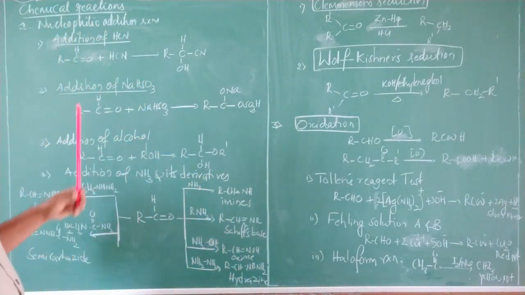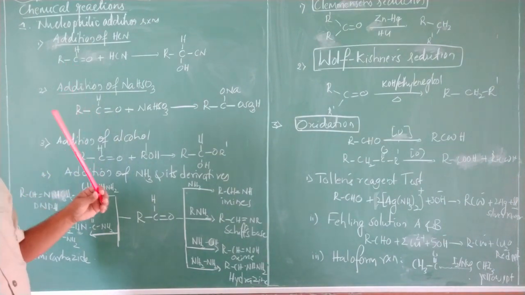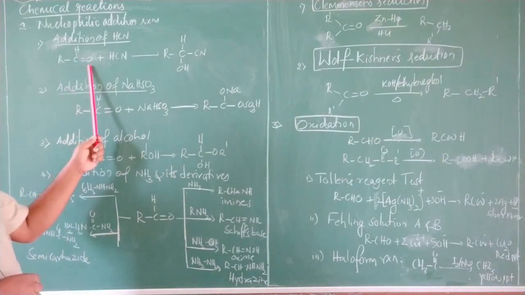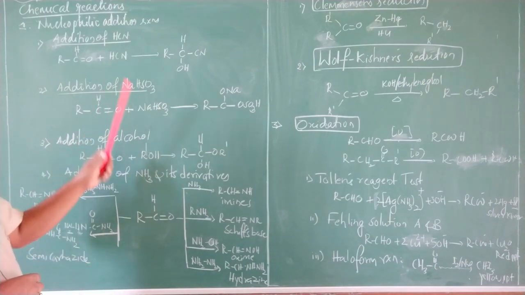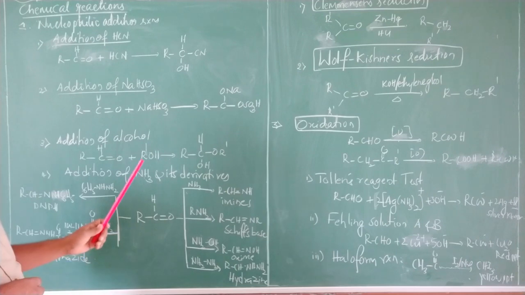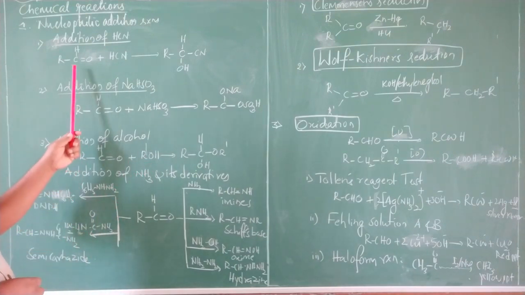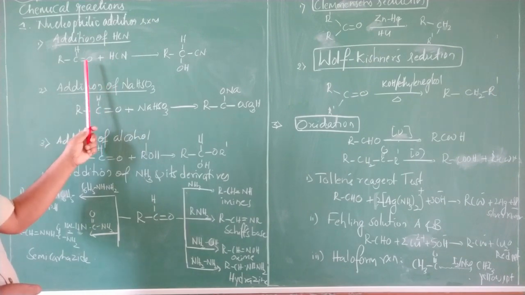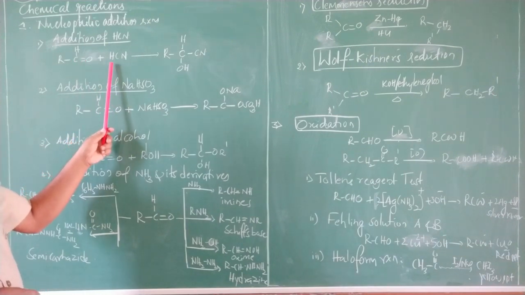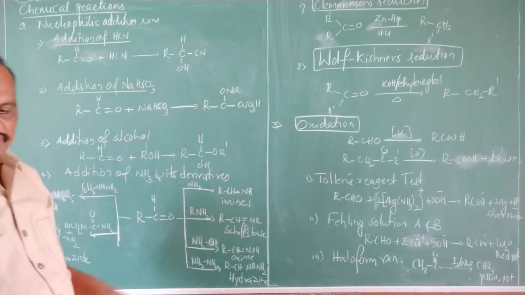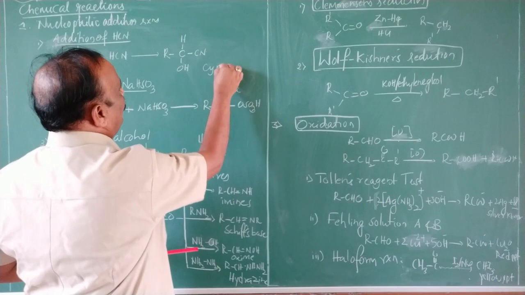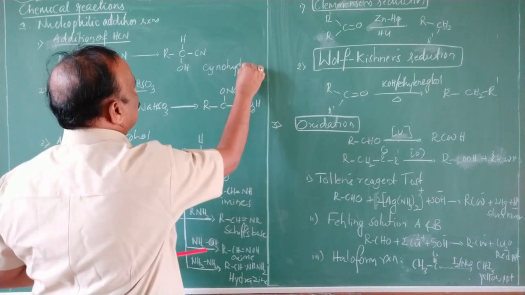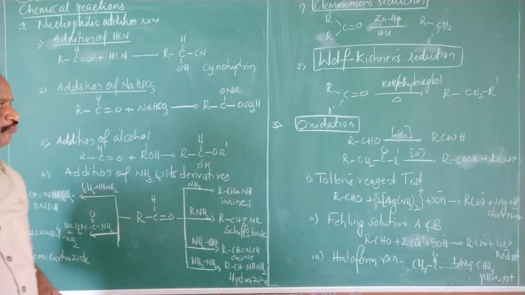Nucleophilic addition reaction. Aldehydes and ketones react across the double bond of the carbonyl group. Nucleophiles such as HCN, sodium bisulfite, and alcohol add across the double bond to give different compounds. For example, when you treat an aldehyde or ketone with hydrogen cyanide, HCN, it forms addition compounds known as cyanohydrins. These compounds are called cyanohydrins.